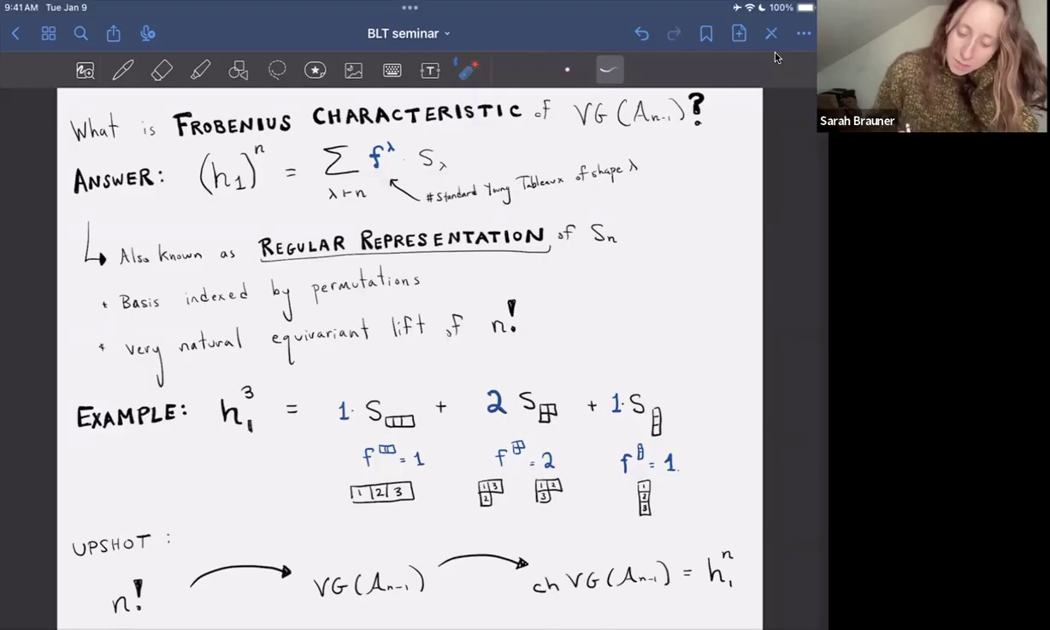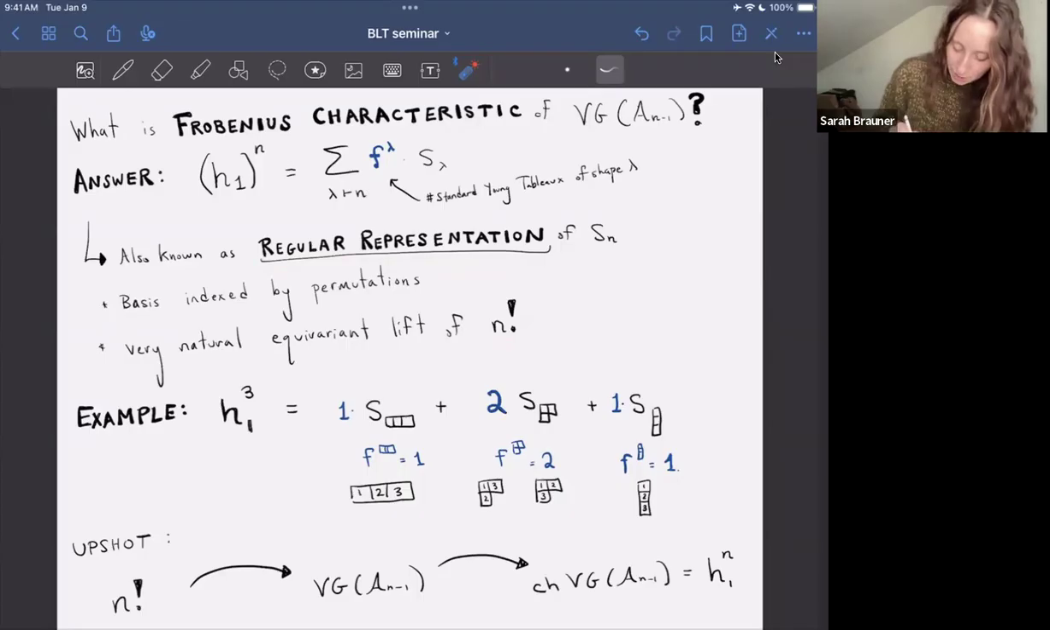So this has another name. It's called the regular representation of the symmetric group. And it is a very nice and well-known representation. It has a basis indexed by permutations. And I would say it's the most natural equivariant lift of the number n factorial. If you asked people that study representation theory of the symmetric group what's your favorite representation that has dimension n factorial, I'd be very surprised if they didn't say the regular representation.